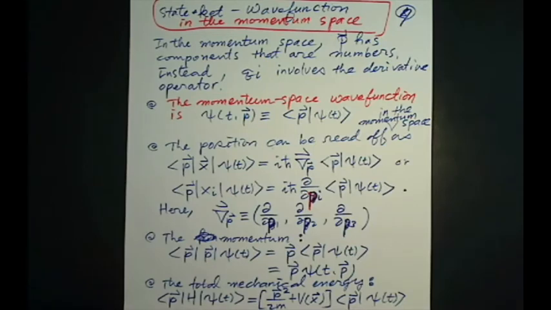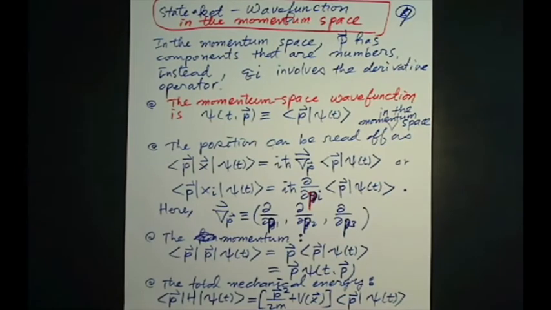Therefore, we can use either configuration space or momentum space. Usually in the bound state problem, like the hydrogen atom, it is better to use the coordinate space, that is the configuration space.